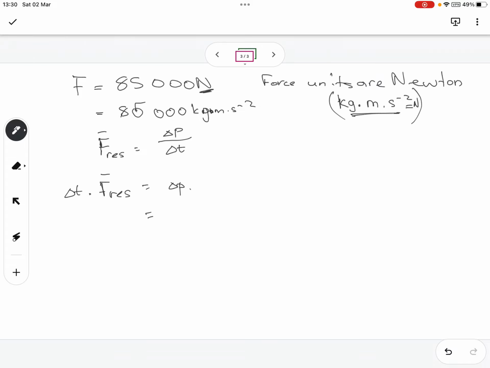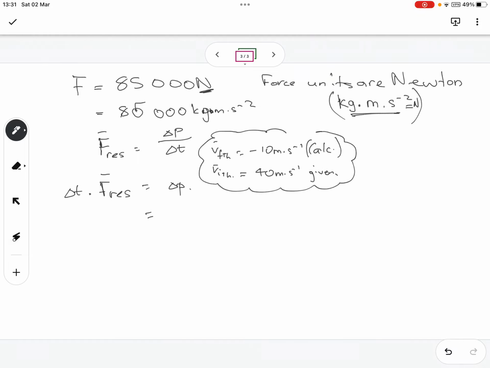Right, so we know that the change in momentum is... we know the final velocity of the thief's car, and we also know the initial velocity of the thief's car, right? The final velocity is negative 10 meters per second. We've calculated that. And its initial velocity is 40 meters per second. That was given. Right, so we'll just keep that in mind for now. And we're going to use that to work out for the car.